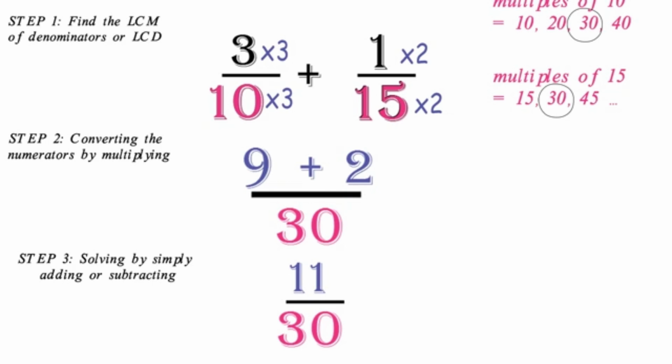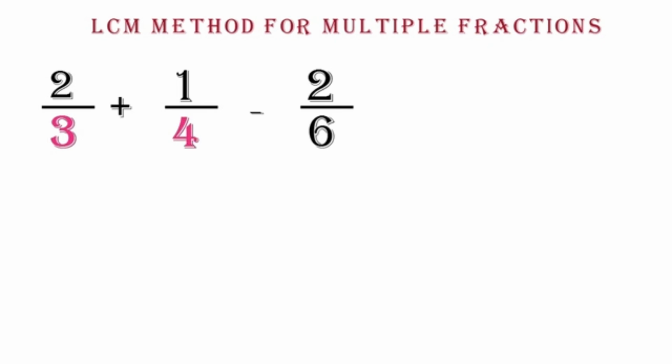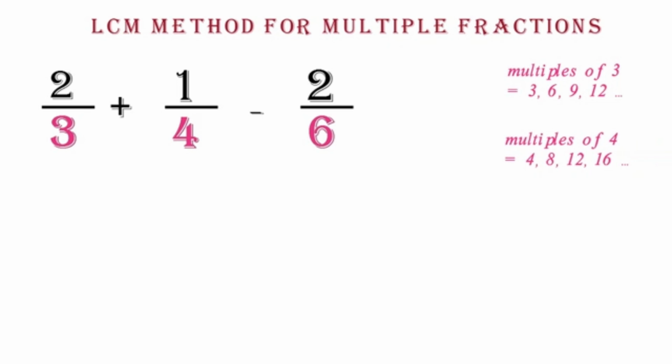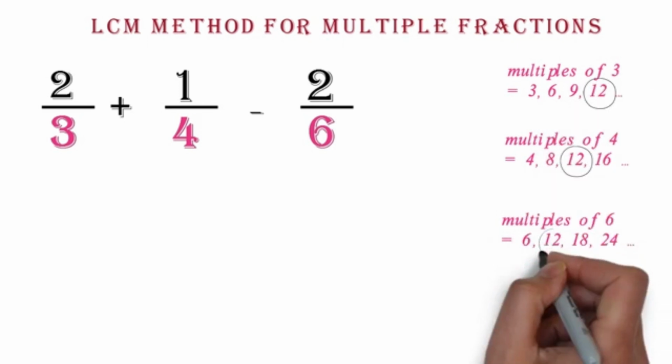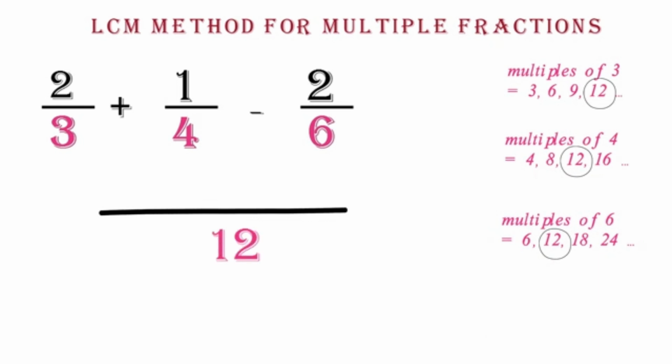Example 2. We want to visit our first question, but then find the LCD as usual. Multiples of 3 are 3, 6, 9, 12, 15, and so on. Multiples of 4 are 4, 8, 12, 16, and so on. Multiples of 6 are 6, 12, 18, and so on. Here we notice that the LCD is 12.